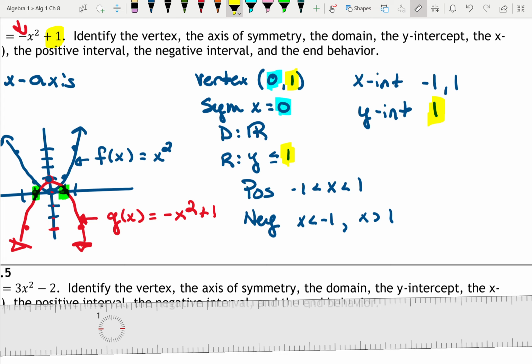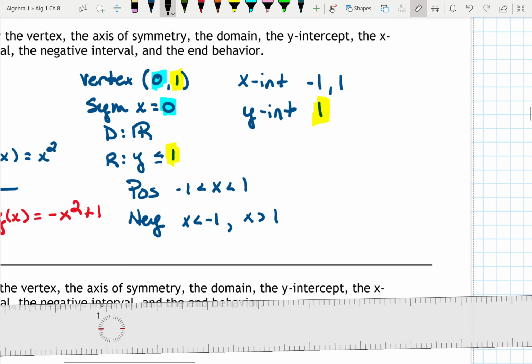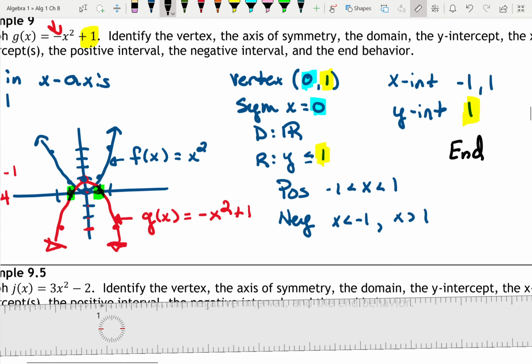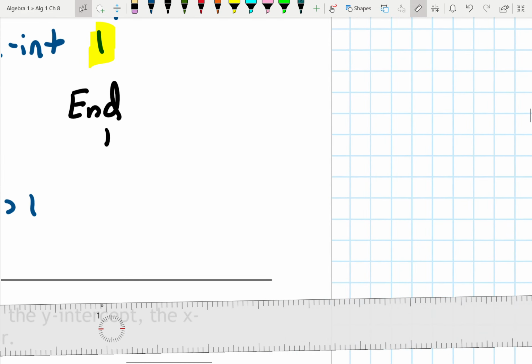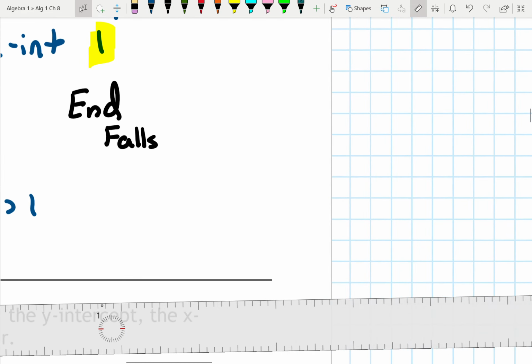And then lastly, we want to do the end behavior, and we look at our arrows. Our arrows are both pointing down, right? Those are our arrows, they're pointing down. So we can say that it falls left and right. That's one way of writing it.